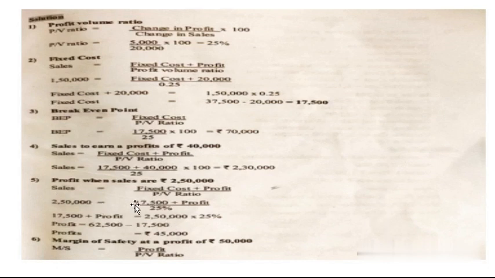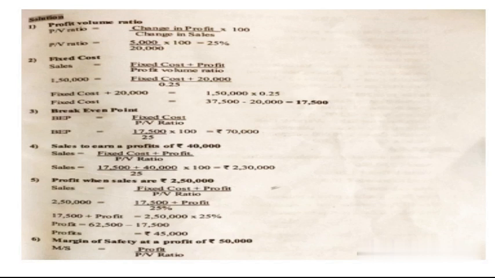So the same formula will be applicable. Sales is 2,50,000, fixed cost is 17,500. Then profit is to be found out. PV ratio is 25%. Then through cross multiplication, 2,50,000 into 25%, one minute, 2,50,000 into 25% will give you 62,500. So now 62,500 is equal to 17,500 plus profit.